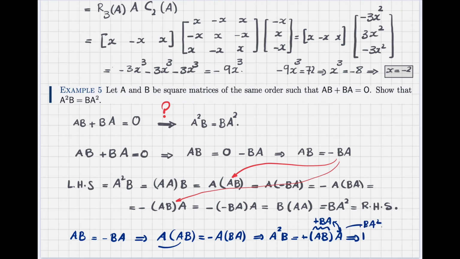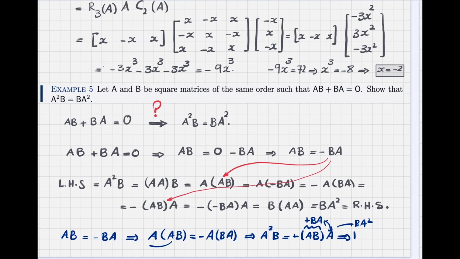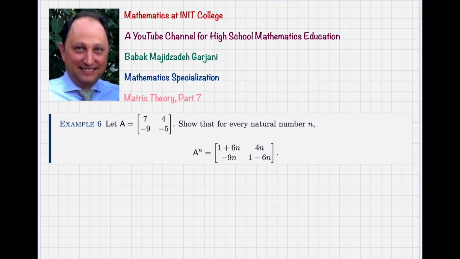This is also one way, but I prefer this method. It's much more organized. We have started from the left hand side, and I have used the consequence of the assumption to reach the right hand side. Is that understandable for everyone? Good. Let us go now. What is the next problem?